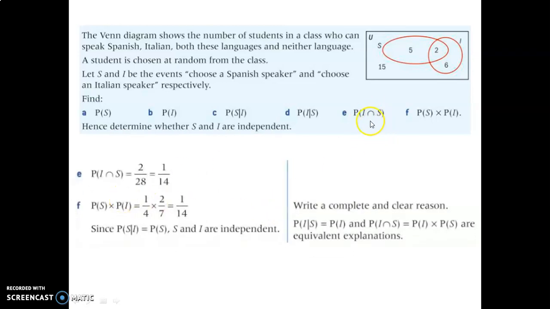For E, we're looking for the intersection. Well, we can clearly see it here. 2 out of 28, which reduces to this. And F, we're looking for the multiplication here of the two. So 7 28ths times 8 28ths, or we had the reduced fractions here, which is 1 over 14. And the final question here is determine whether S and I are independent. Well, we would know they're independent if the intersection is equal to S times I, and they are. So we have the intersection is equal to these two multiplied.